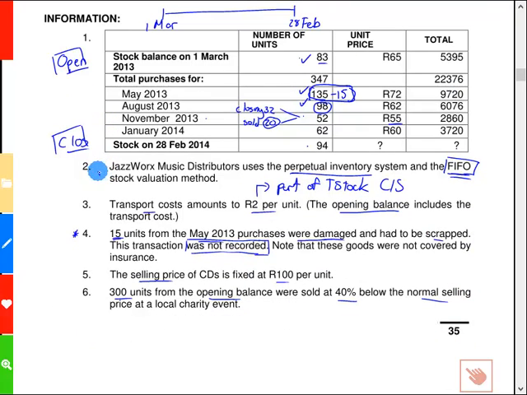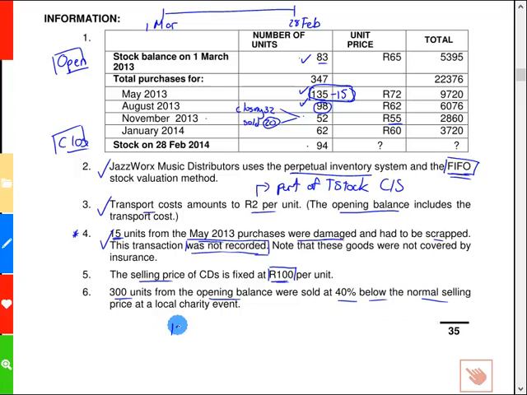We've already dealt with this. We've already dealt with the transport costs. We've already dealt with the 15 units that were damaged. The selling price of CDs is fixed at 100 Rand. Okay, so that's info about the selling price. But we also know this: 300 units from the opening balance were sold at 40% below the normal selling price.